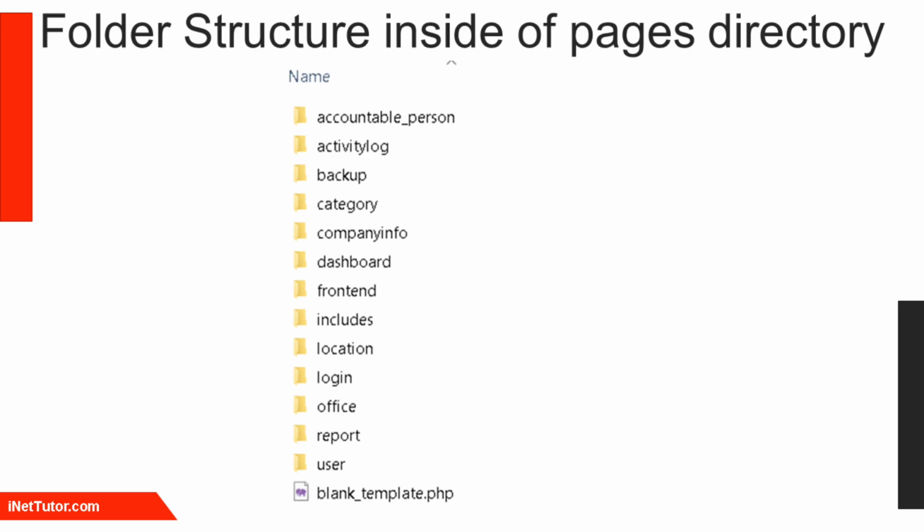In this section of the tutorial, we'll explore the folder structure inside the Pages directory of the School Asset Inventory System project. Each folder serves a specific purpose in organizing various functionalities, making it easier to manage the codebase and improve the system's scalability. By understanding the role of each directory, you'll gain insights into how different components of the project are structured, from user management and logging to asset reporting and backups.